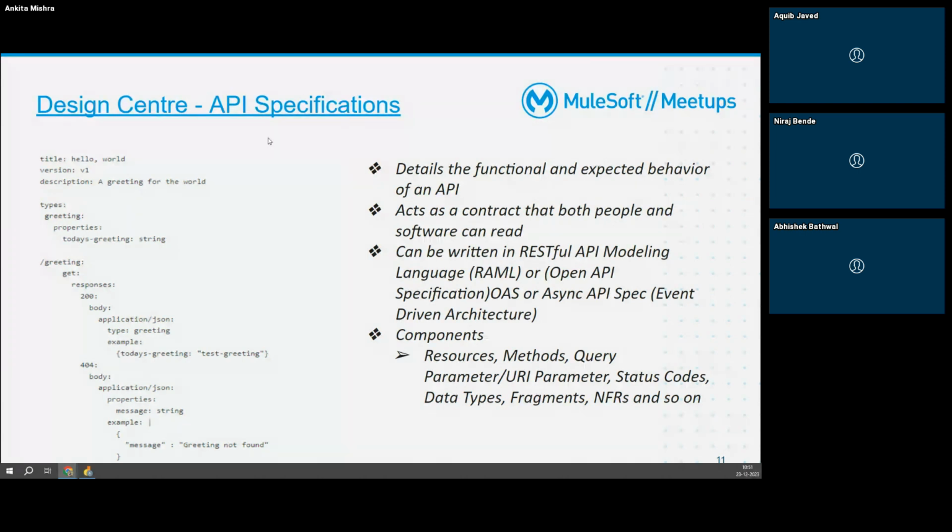Using these API specification languages like RAML, OAS, or even AsyncAPI, you can define different features or components of an API. You can define the resources or endpoints. You can define the method, like what kind of action you would like to perform: you want to retrieve data, write data, or delete data. For the Anypoint platform, we focus on creating APIs which are user friendly, right? And definitely the languages that we use to create these API specifications are also user friendly.